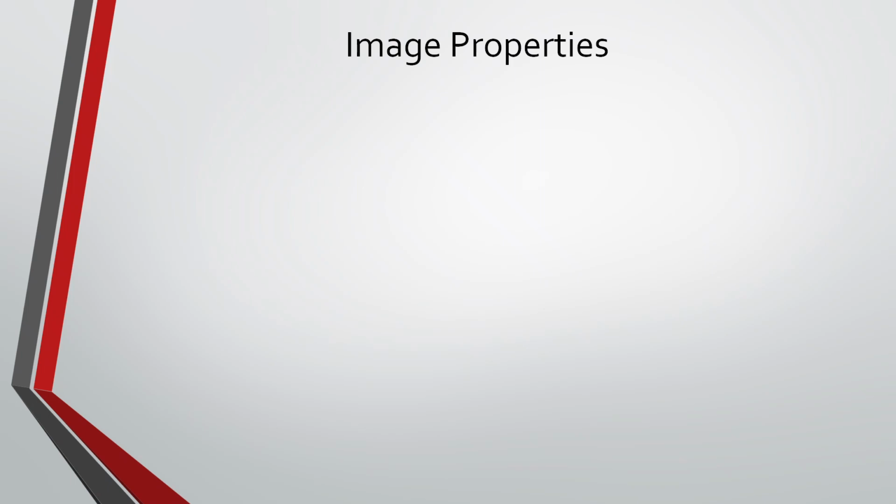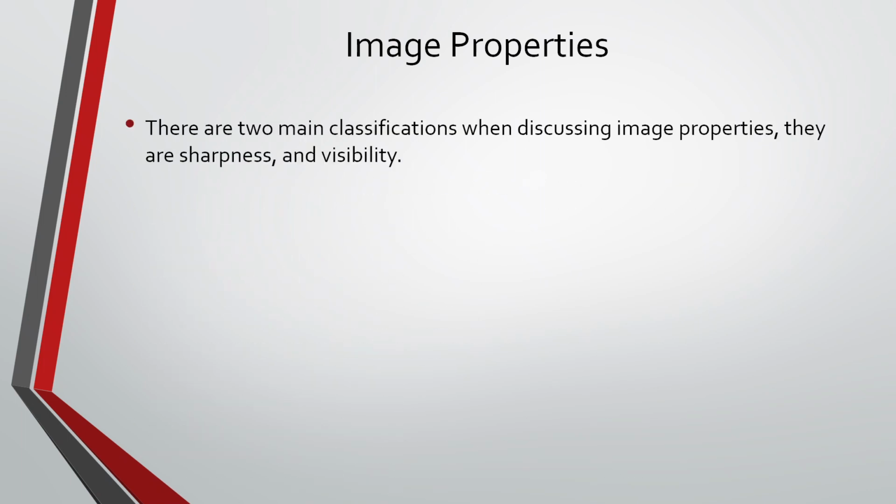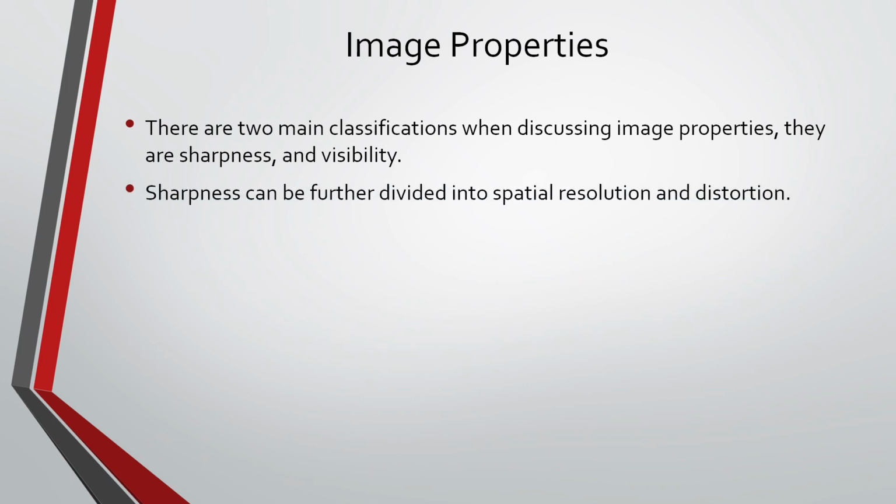Now let's talk about image properties. Okay, we discussed matrix and properties that go into that. Let's talk about some image properties. So there's 2 main classifications when discussing image properties. They are sharpness and visibility. Sharpness can be further divided into 2 categories called spatial resolution and distortion. Visibility can be divided into contrast and brightness.